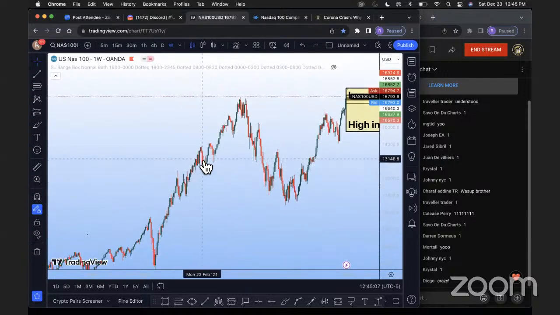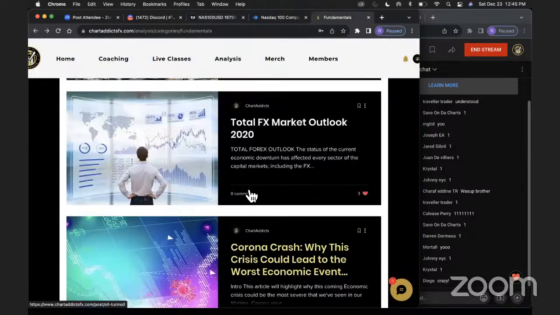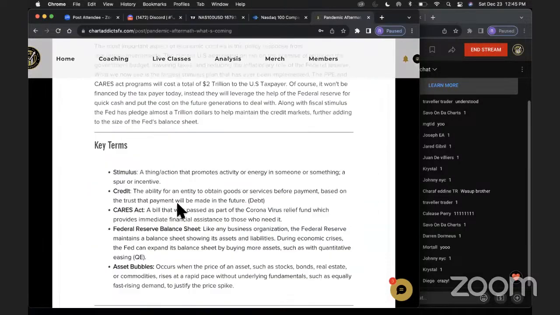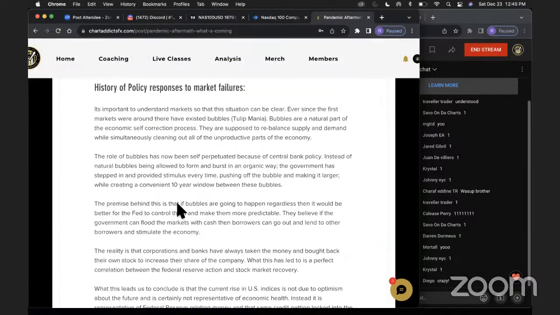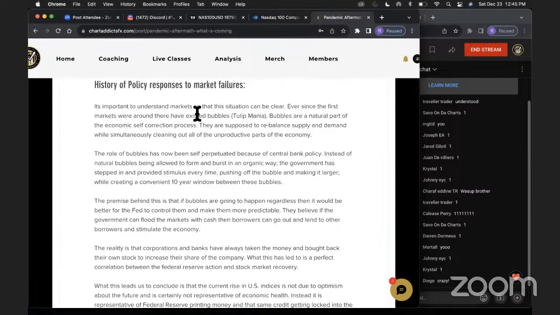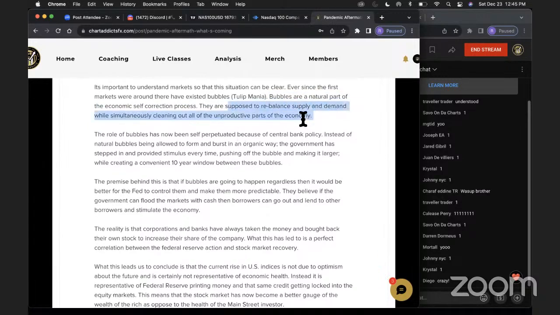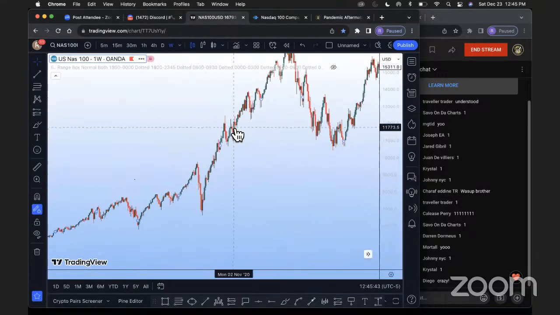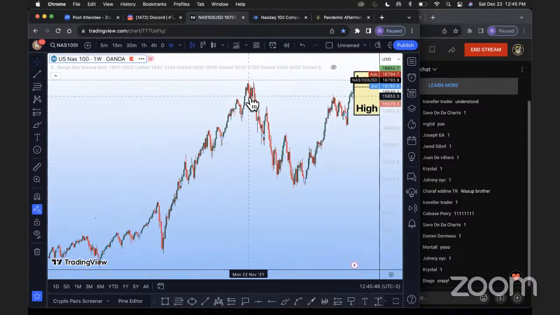So in all of 2020, they're pumping out this money, and in 2021, they're still pumping this money. That's when I started writing about the inflation crisis and how the Federal Reserve was absolutely losing its mind. Here's the pandemic aftermath article. This was written in 2020. Okay, so ever since the first markets were around, we had a mania. I said a bubble is a natural part of the economic process. It's supposed to rebalance supply and demand while cleaning out all the unproductive parts of the economy. So towards the end of 2020, I was already calling for a major crash. And keep in mind that in 2020, we were still bullish. We were still bullish through all of 2021. It wasn't until January 2022 that we started to see this dip back down.